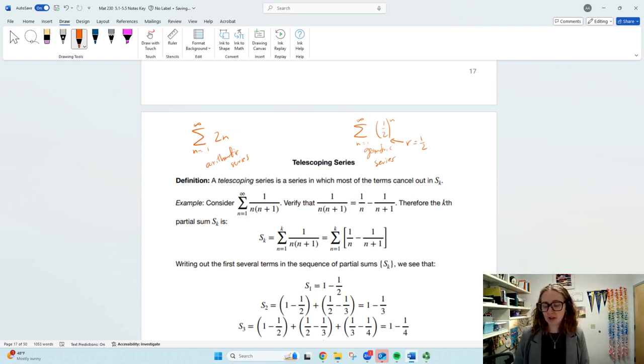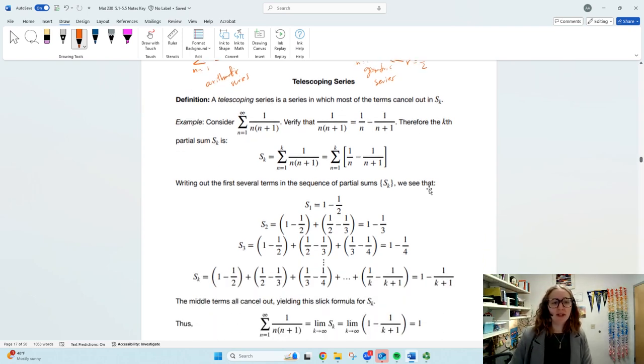Another option for series that we've learned to define is called a telescoping series. Within a telescoping series, things start to cancel out. If I look far enough out, hence the telescope, all these terms are going to end up canceling out, and I can make up a pattern of what it's going to be.